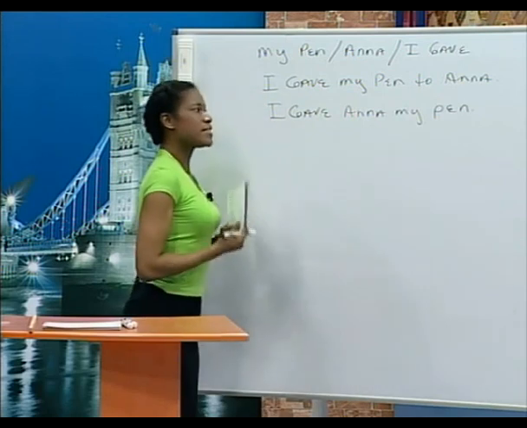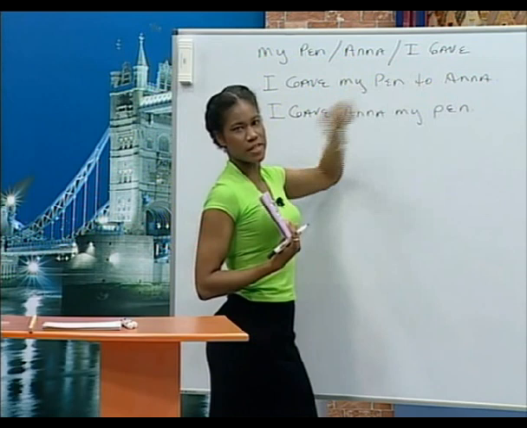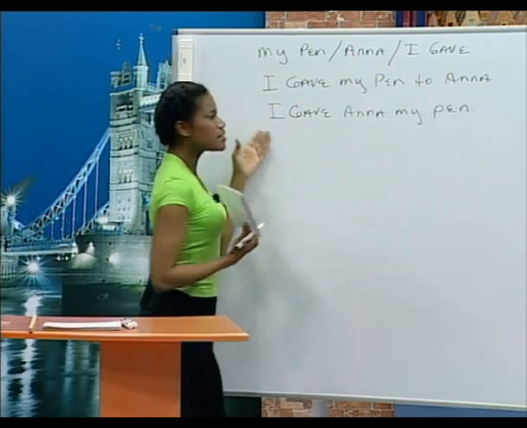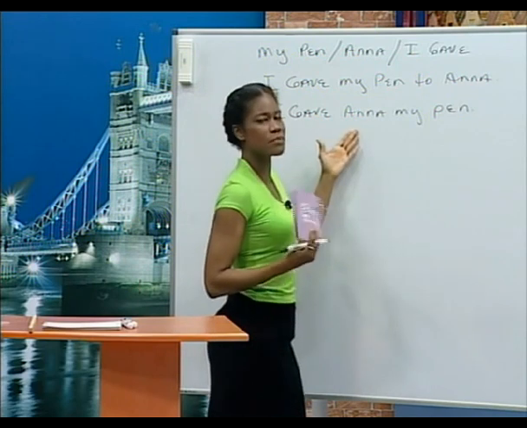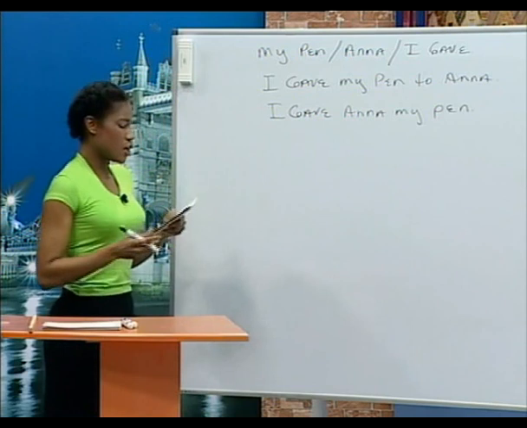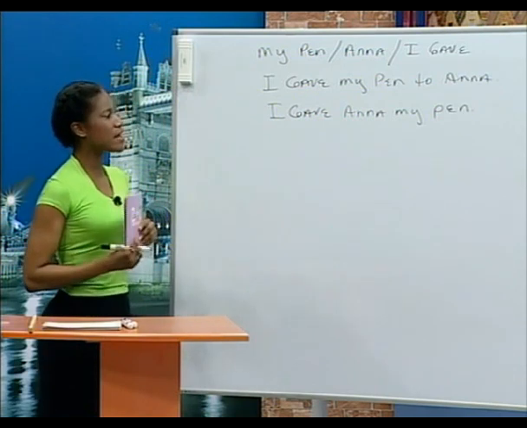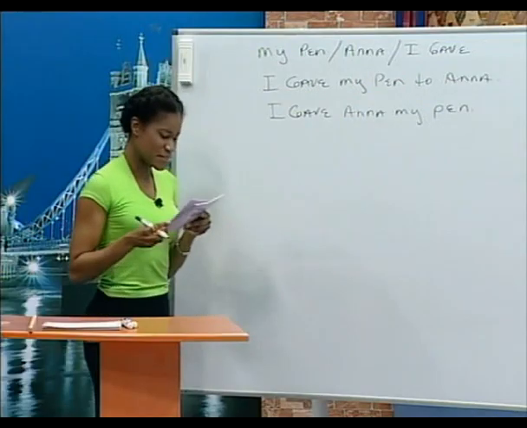So the first sentence puts the direct object first and then the indirect object. Second sentence changes places. So you have your indirect object first and then your direct object. All right, Alberto, can we say I gave Anna to my pen? No, that's very funny. Okay, good.